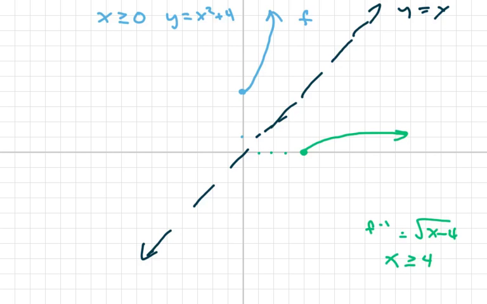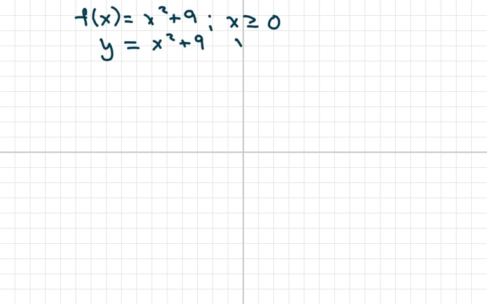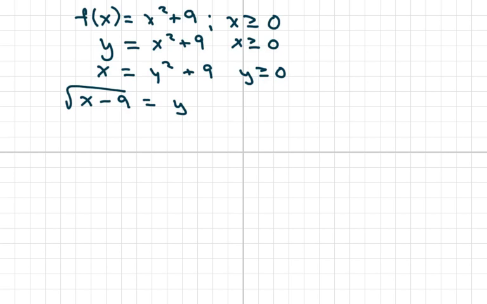Okay, we're going to do one that's very similar and just go a little faster. We're going to have f of x equals x squared plus 9, where x is greater than or equal to 0. We just write this as y. Switch the x and the y. So we have x equals y squared plus 9. That means y now is greater than or equal to 0. And solve for y. This is going to be the square root.